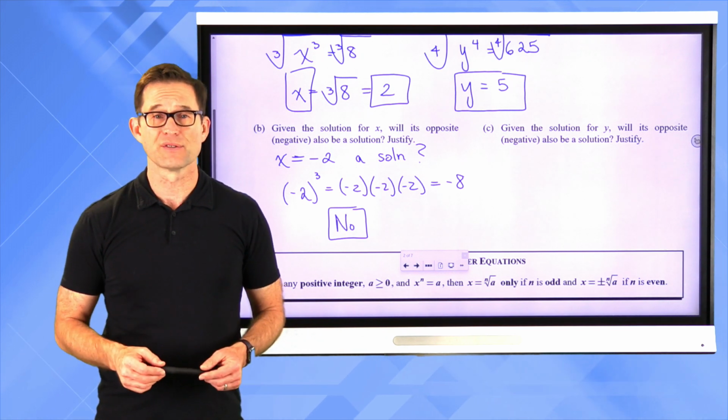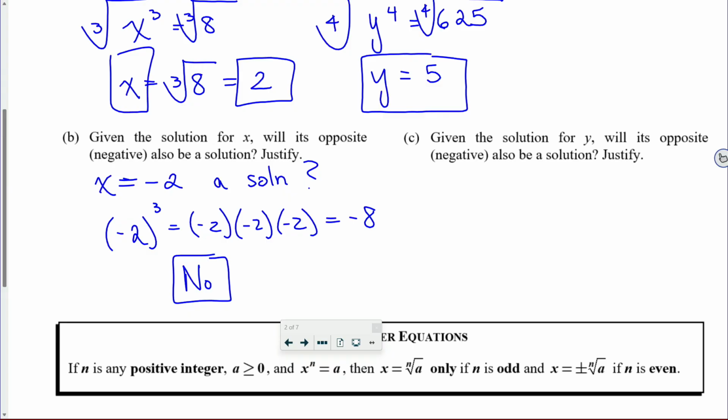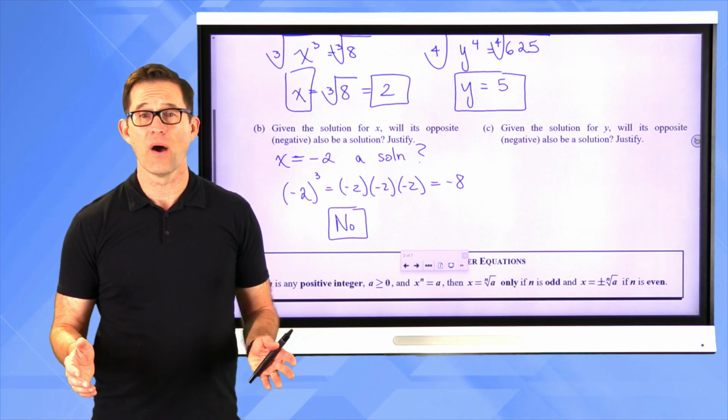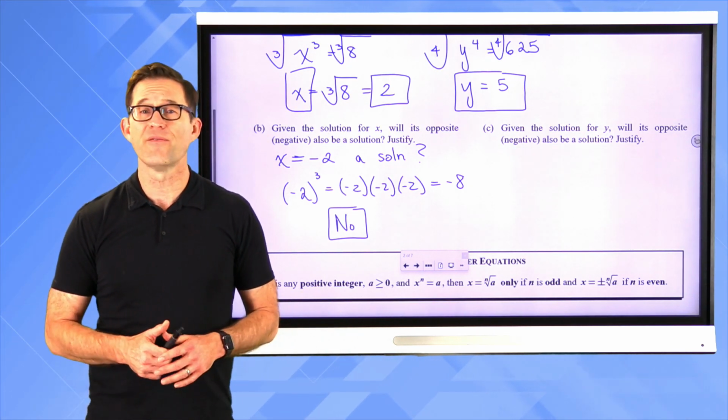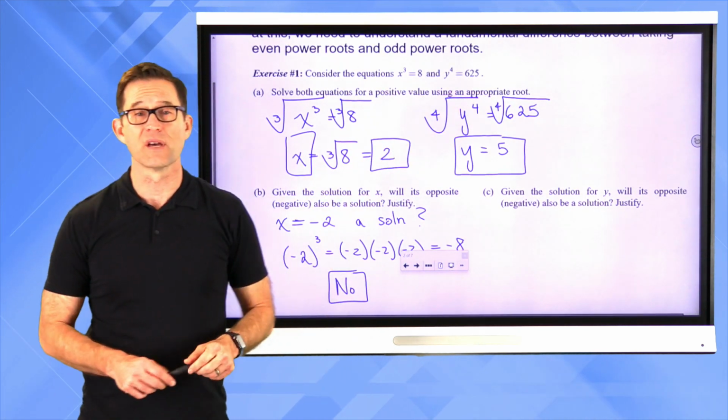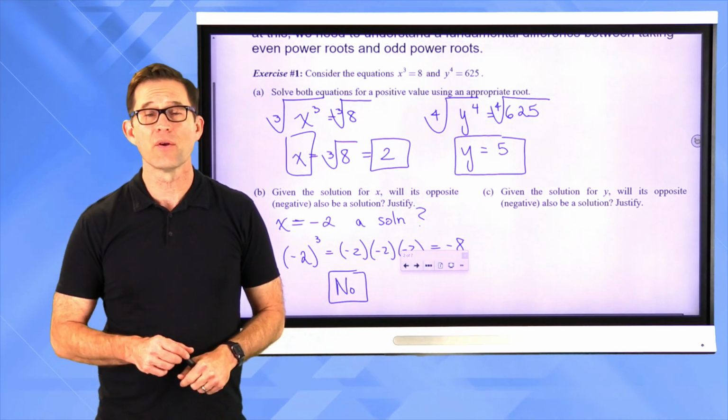Now let's take a look at letter C. Given the solution for y, will its opposite, its negative, also be a solution? Justify. Pause the video now and see if y equals negative 5 is a solution to y to the fourth equals 625. Pause the video now.